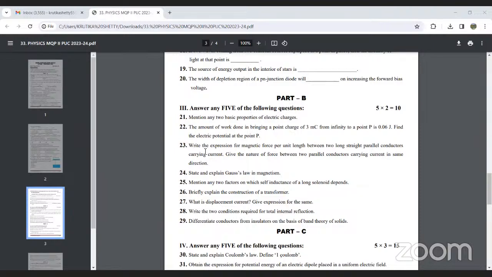Write the expression for magnetic force per unit length between two long straight parallel conductors carrying current. Give the nature of the force between the two parallel conductors carrying current in the same direction. Write the expression for magnetic force per unit length between two long straight parallel conductors carrying current. Yes, F is equal to, what is the formula? I1, I2.